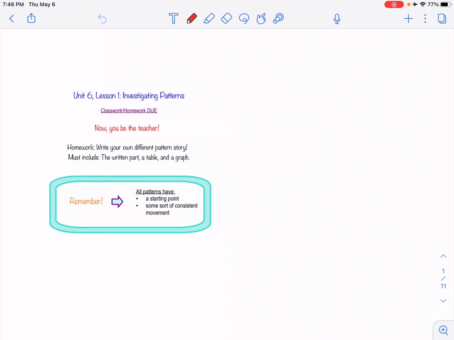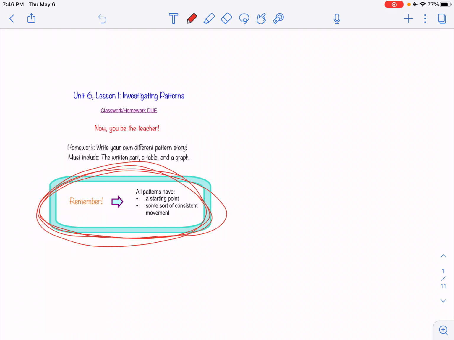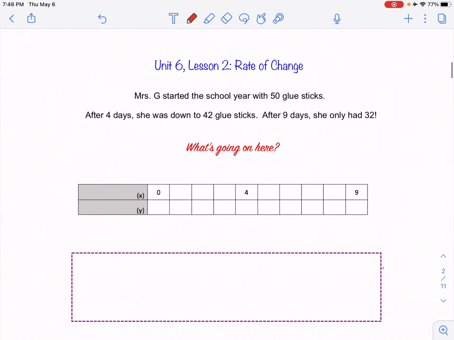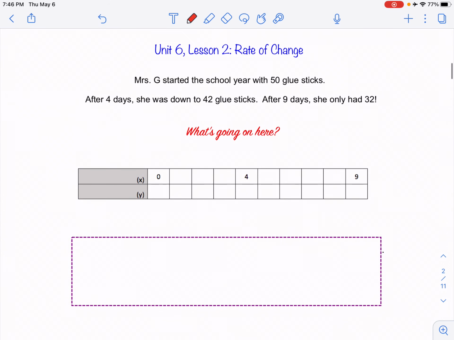So this is the homework that's due. It's been a little while, but I did ask you to write your own pattern story. That is in the homework packet, lesson 1. So please have that ready for next class. We will definitely be sharing those with your group members, and I want to use those as discussion prompts. Okay, so make sure you have that ready. Homework packet, lesson 1.